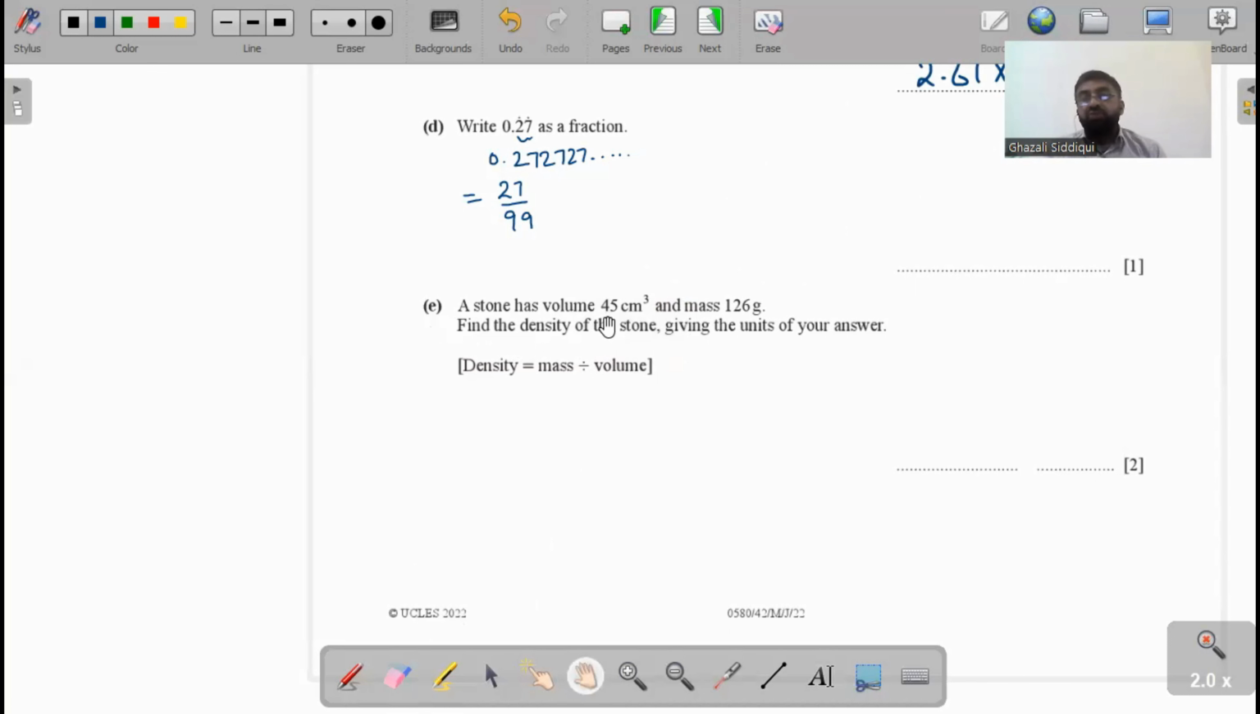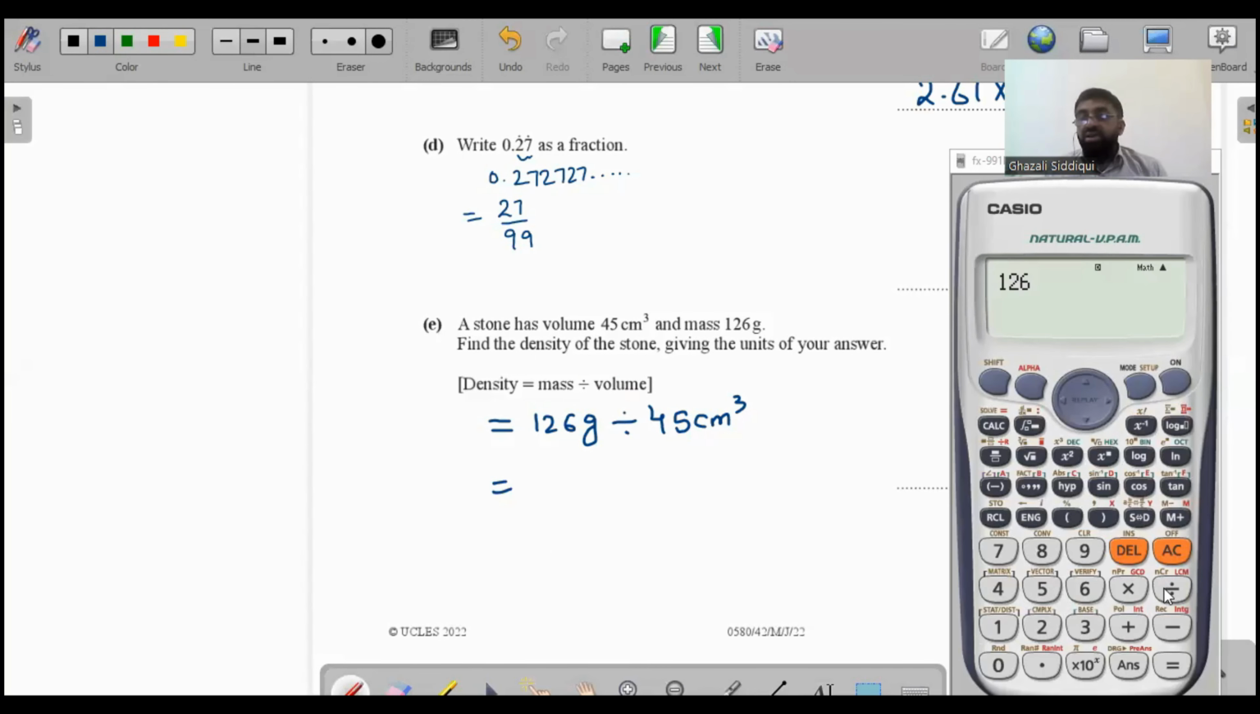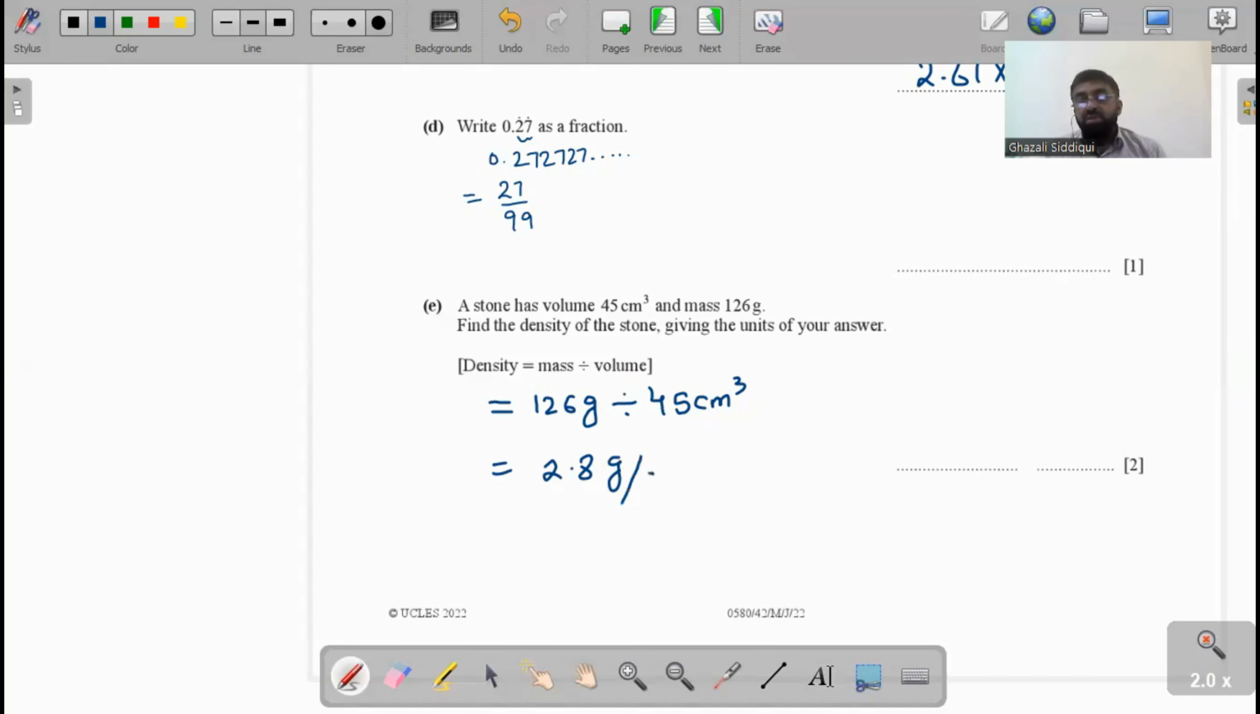Part E: a stone has volume 45 cubic centimeters and mass 126 grams. Find the density of the stone, giving the units of your answer. The density formula is given here: mass divided by volume. Very simple question. Now we write it. The mass value is 126 grams divided by 45 cubic centimeters. We calculate it: 126 divided by 45 gives 2.8. So 2.8 grams per cubic centimeter.